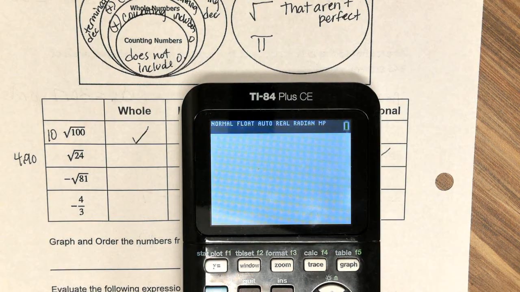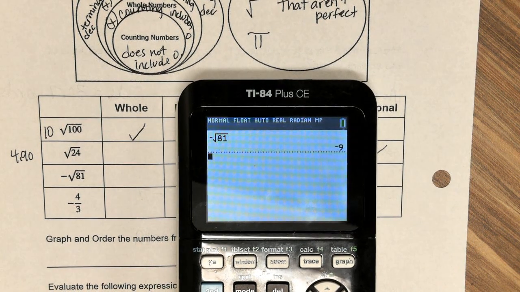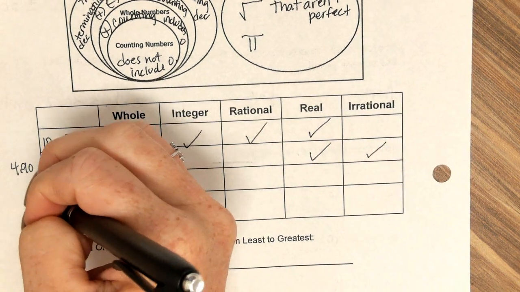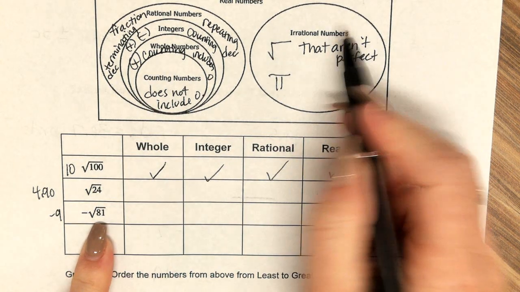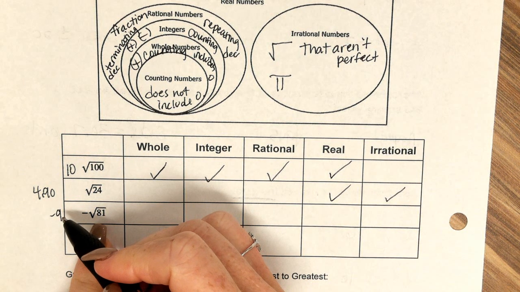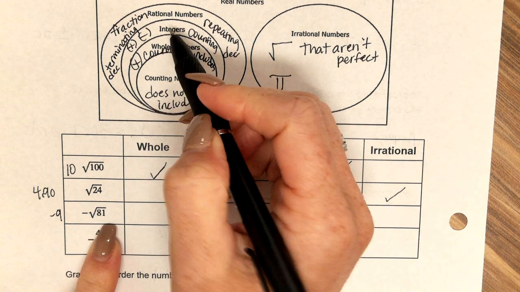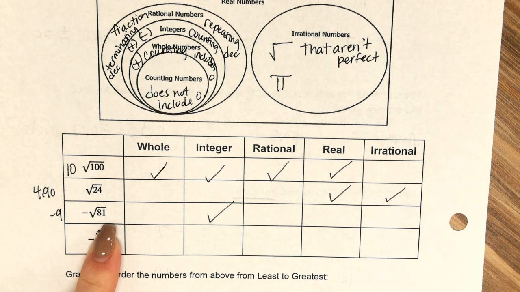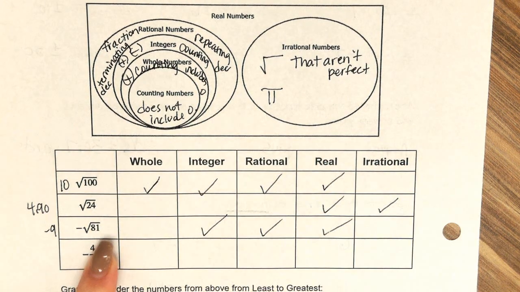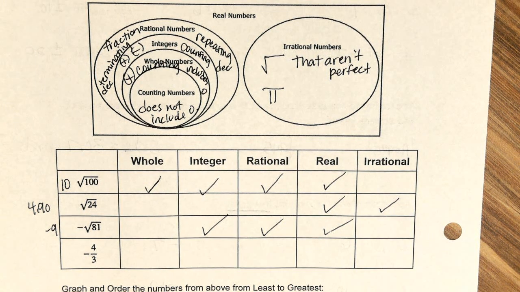Let's go see. Negative square root of 81. Ooh, was that perfect? Yes. This is actually negative 9. So since it's perfect, it's not over here. Yes? What kind of number is negative 9? It's an integer, so check that off. If it's an integer, it's also rational and real. Why is it not whole? Because it's a negative, and wholes are only positive.